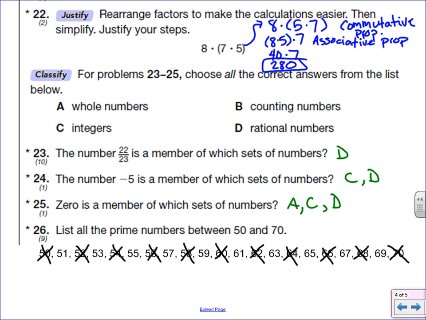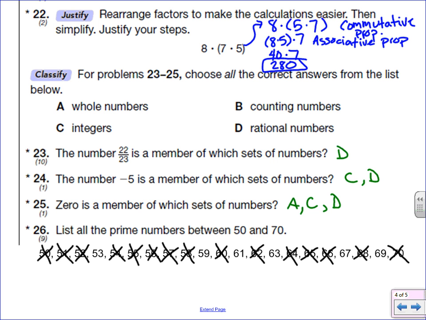The next one that's pretty easy is anything that ends in a 5 or a 0 is divisible by 5. So 55 and 65 go away. And the next one that I'm going to check is if it's divisible by 3. It's going to be divisible by 3 if when I add the two digits, that number is divisible by 3. So 5 plus 1 is 6. 6 is divisible by 3. So 51 is not prime. 5 plus 3 is 8. 8 is not divisible by 3. 5 plus 7 is 12. 12 is divisible by 3, so 57 is not prime.